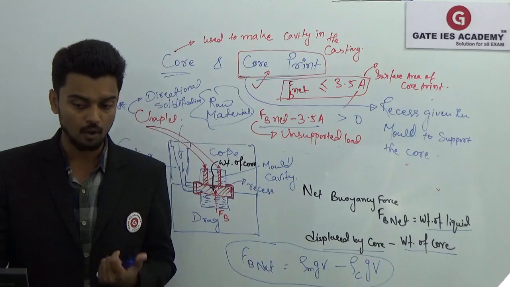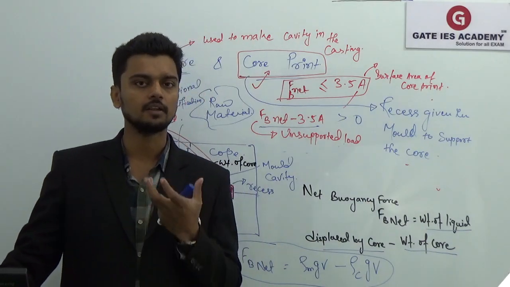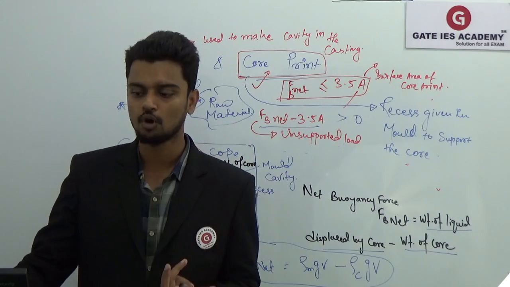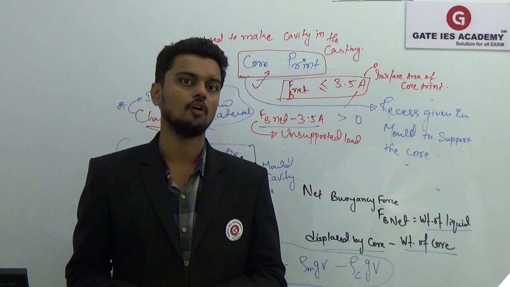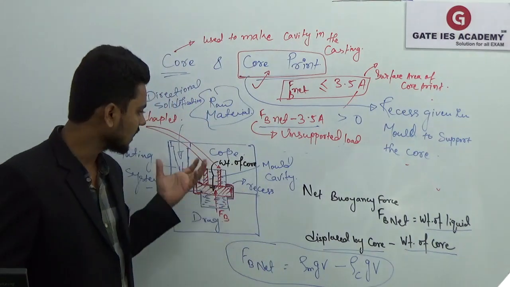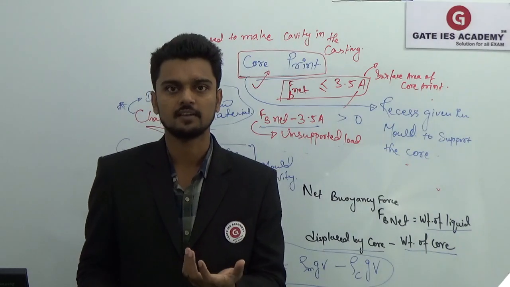Second, it should be free from moisture, because the moisture present in the mold cavity will give you defects in your casting, like blowholes. Then the third is the ability to withstand the high temperature. Ability to withstand the high temperature means it should have high refractoriness.